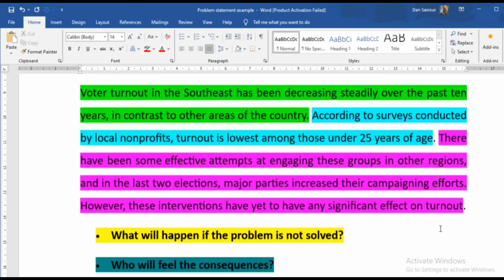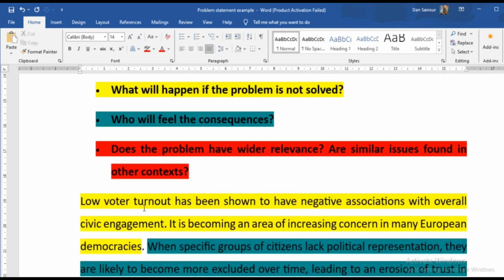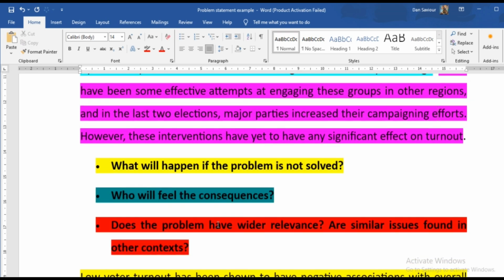So the next question to ask again is what will happen if the problem is not solved? Now we're going to see the answer here. So low voters turnout has been shown to have negative associations with overall civic engagement. So I think that if you can arrange your problem statement like this, you will not have issues with your supervisor because you're actually following a framework, right, that will help guide your work.